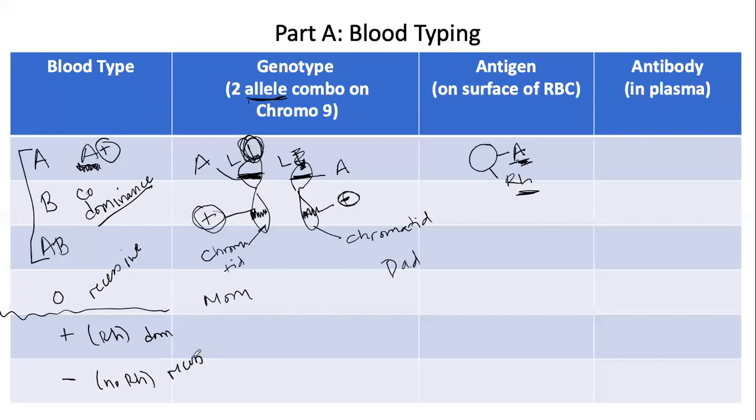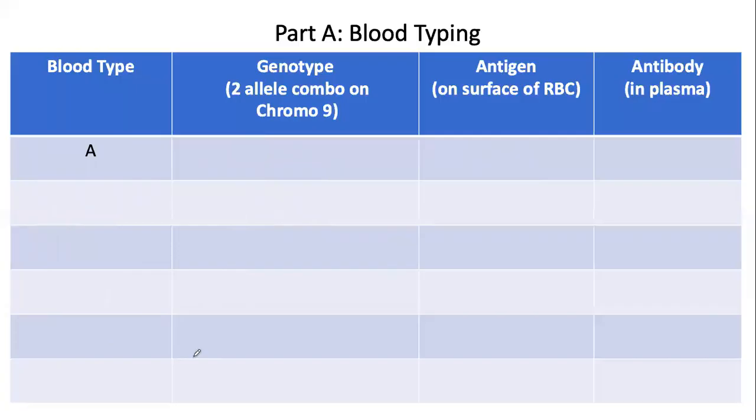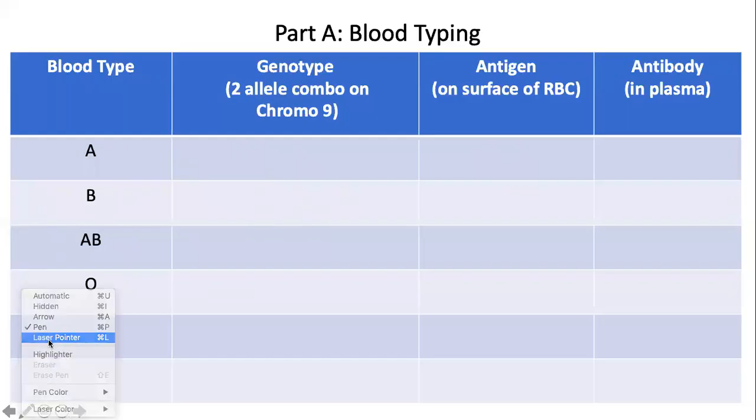Okay, let's actually go through the PowerPoint, right? So blood type A. We have blood type B, right? Blood type AB. And what's the recessive one? Oh, good. This would be your ABO blood types, right? Let me actually get the laser pointer. A and B are dominant over O. So these are codominant over O.